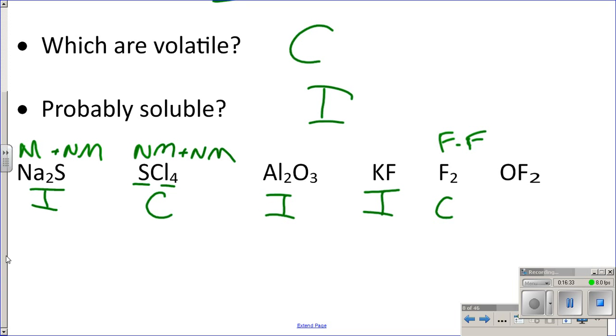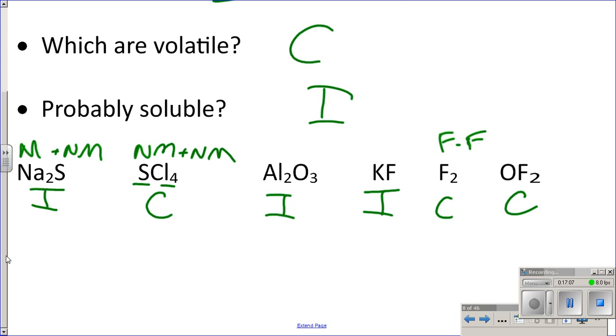Next one? Covalent, good. Which of these compounds are volatile? Three of them are, right? Volatile goes with the covalent ones, so sulfur tetrachloride, fluorine gas, and oxygen difluoride. Those are all the ones that are covalent. Which ones are soluble? We got sodium sulfide, aluminum oxide, potassium fluoride. Three of them. So we're going to learn how to name those now. But you got to know the properties so we can utilize everything cumulatively.